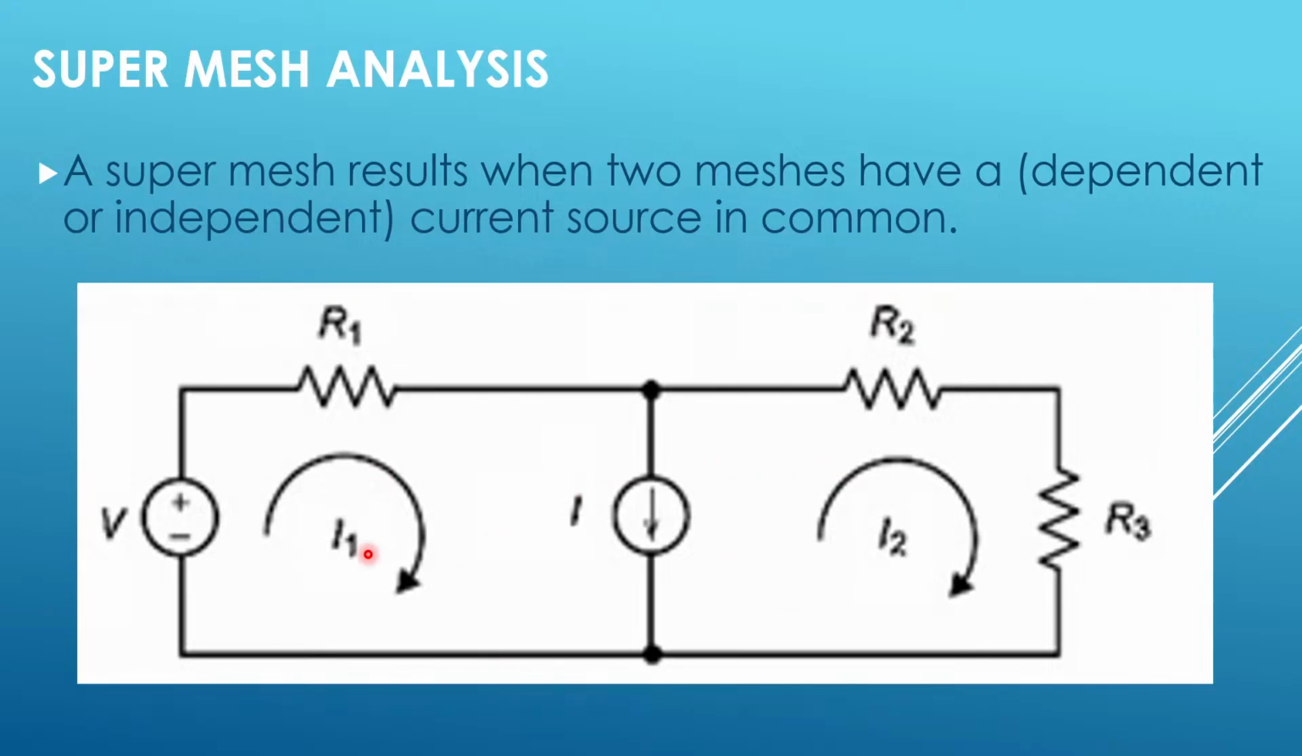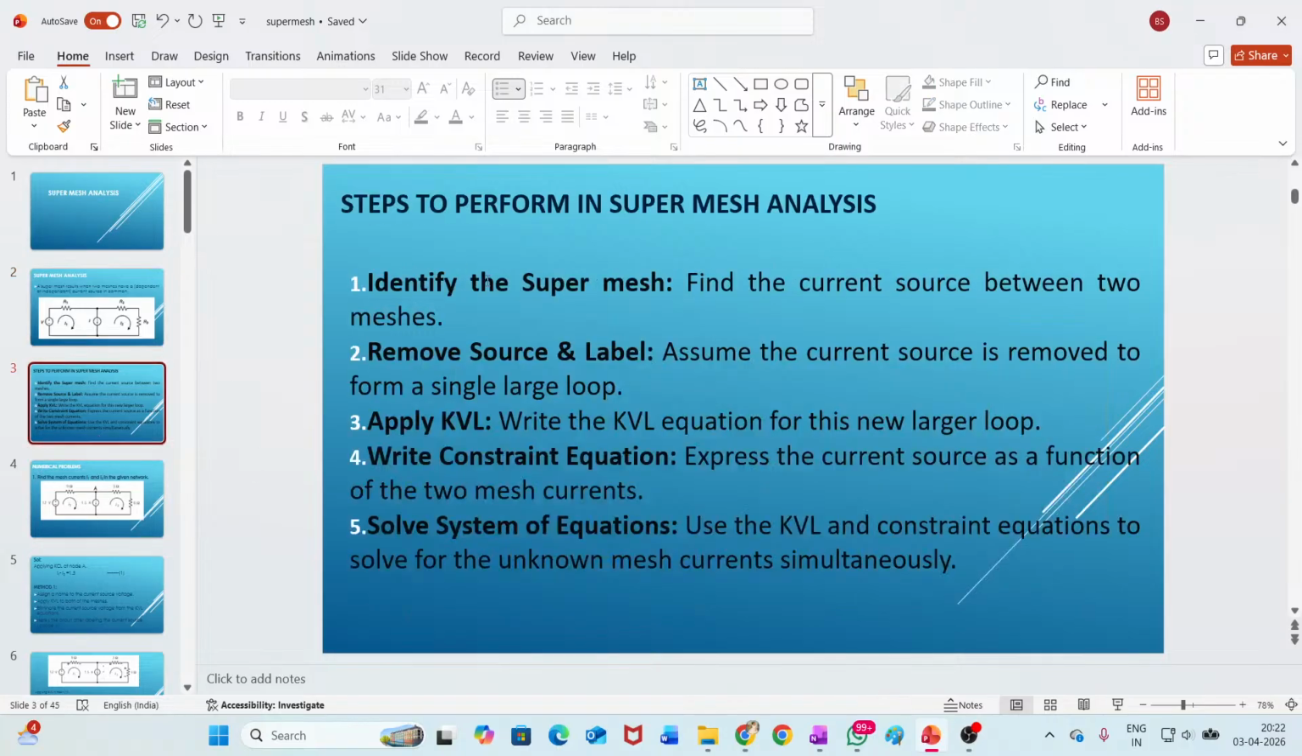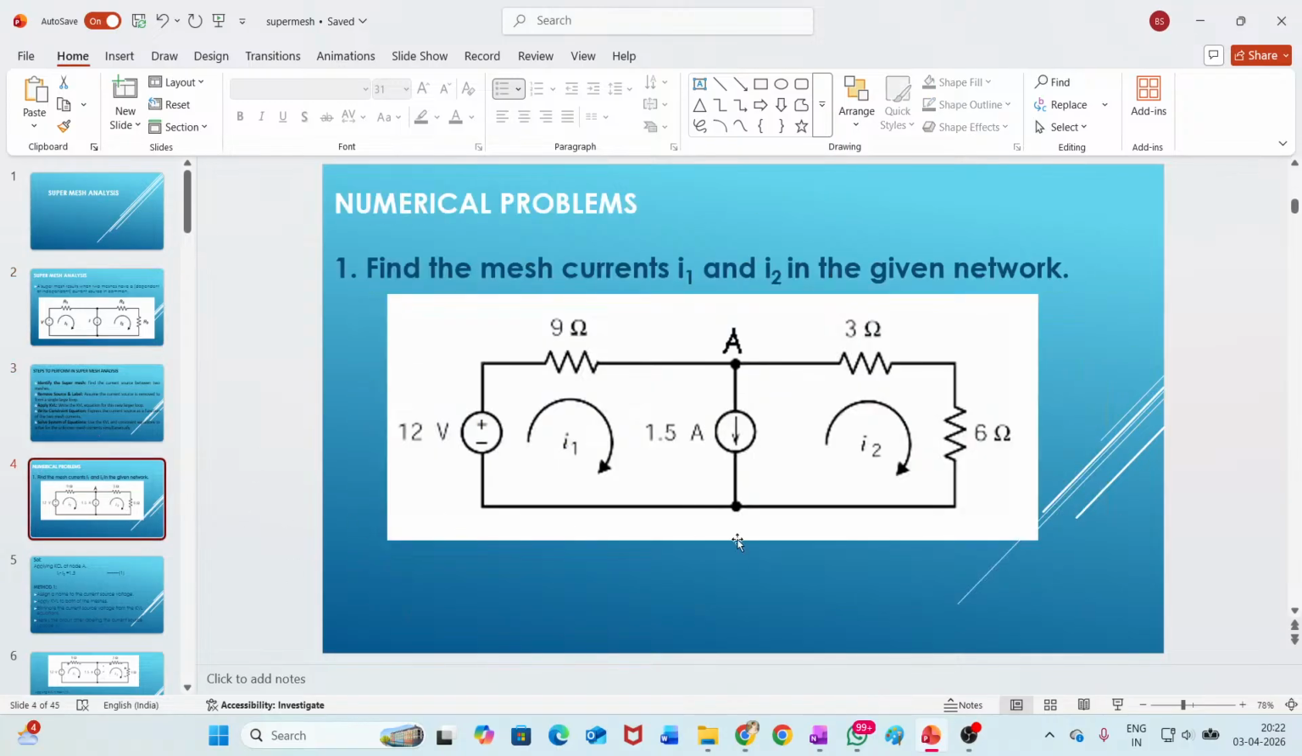So here you can see mesh 1 and mesh 2. In between these two meshes there is a common current source. If such a circuit is there, then in such circuits we have to apply supermesh analysis. There are some steps to be followed. I will just directly go to the numerical problem and explain how to implement supermesh analysis.